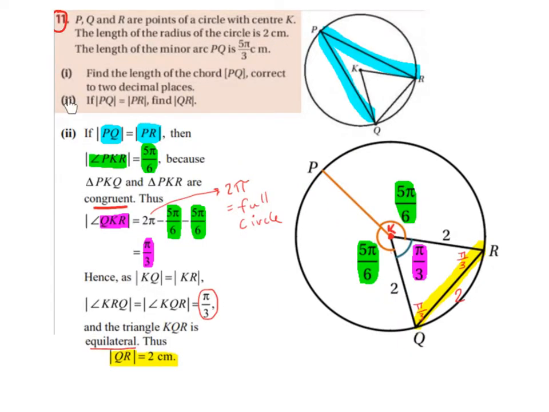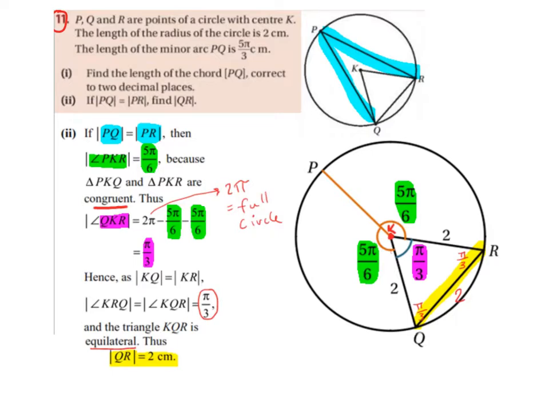So part 2, if PQ is equal to PR, find QR. So if PQ, highlighted in blue, is equal to PR, also highlighted in blue, then the angle PKR is going to be 5 pi over 6, because the triangle PKQ and the triangle PKR are congruent. So that means that they're identical.